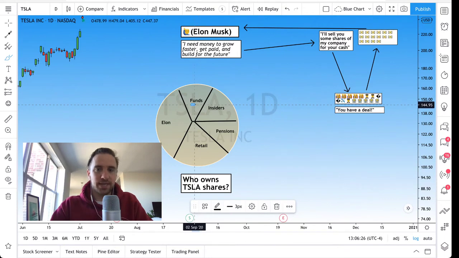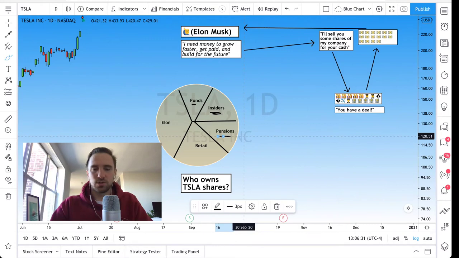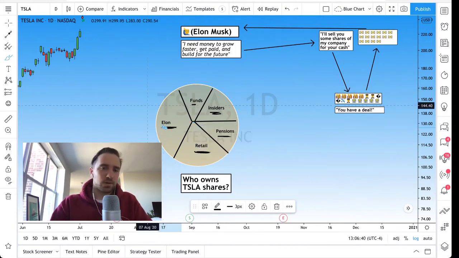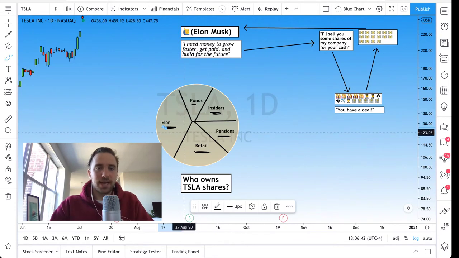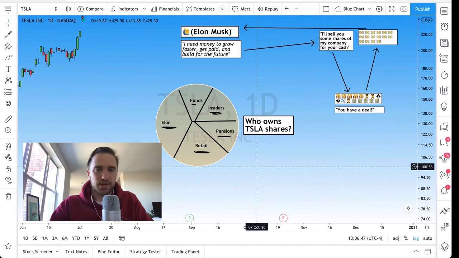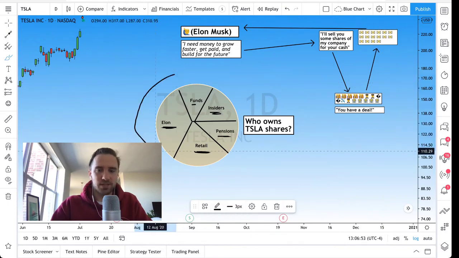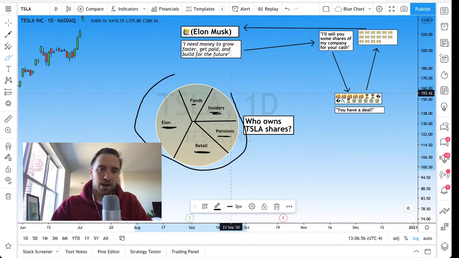Funds buy some, insiders or employees buy some, pension plans or sovereign governments buy some, retail investors and traders like you and I buy some, and then of course there's the CEO who may own some as well, or founders, co-founders will own some. And you need to always keep that in mind, because you are not the only one who owns shares when you buy and sell a stock. Stocks are owned by a pie of people. This pie in this example represents 100% of all the shares. If you were to buy all of the shares in this pie, you would be the owner.